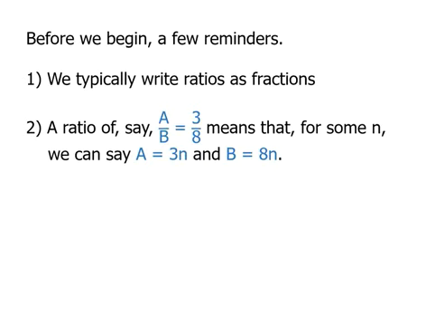Another trick is that we can use algebra. Suppose we have a ratio, say A to B equals 3 to 8. And that means that we can say that for some unknown value of n, A equals 3n and B equals 8n. And therefore I can set up all kinds of algebraic equations, and then if I solve for n, I know the number of everything. That's the advantage of using algebra with ratios.